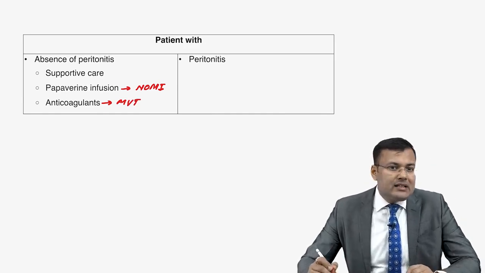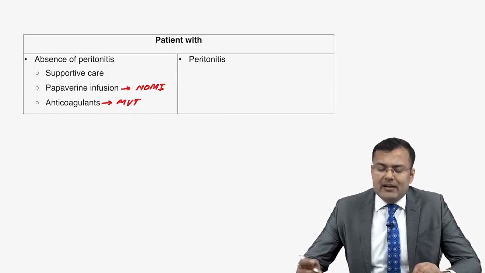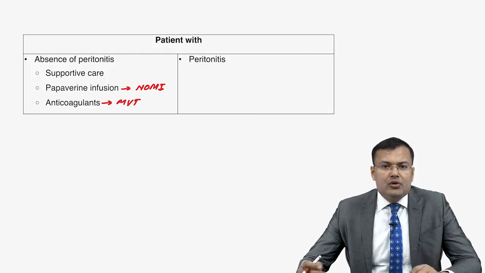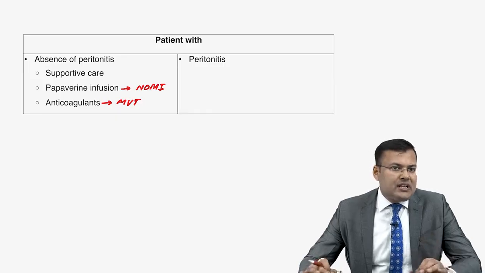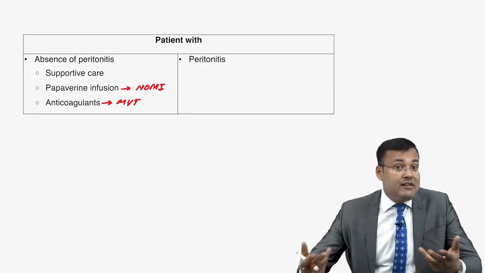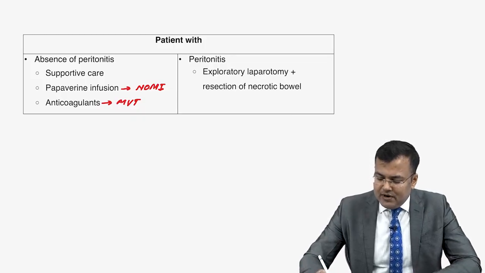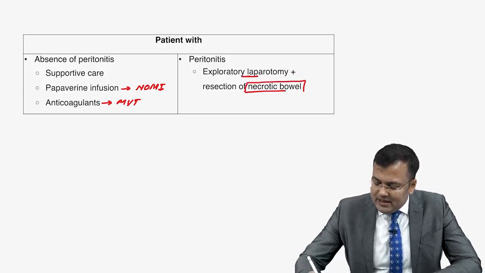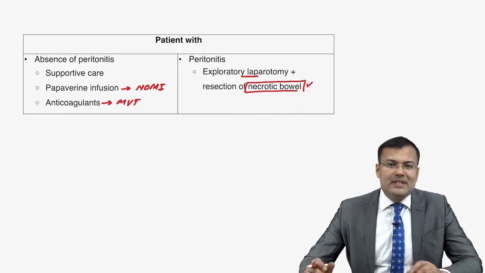But imagine there is late presentation. After ischemia, there is gangrene, and after that, perforation. Because of perforation, the patient has peritonitis. If the patient has peritonitis, obviously we are not left with anything else. We have to take the patient to the OT. After resuscitation, perform an exploratory laparotomy, and whatever necrotic bowel is there, we have to resect it. So this is how we manage patients with acute mesenteric ischemia.